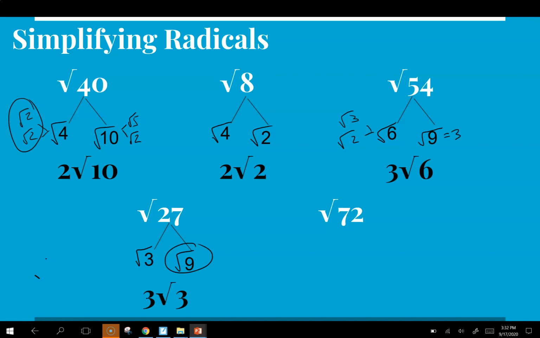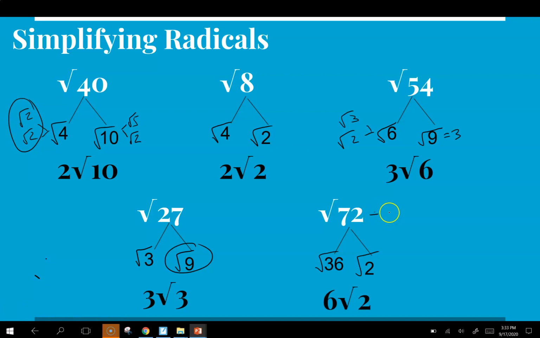72, you have lots of options. There's 9 and 8. What is it? 12 and something, 12 and 6, I think could work. But what I'm going to use is 36 and 2, because 36 is a perfect square. The square root of 36 is 6. So I get 6 square root 2.